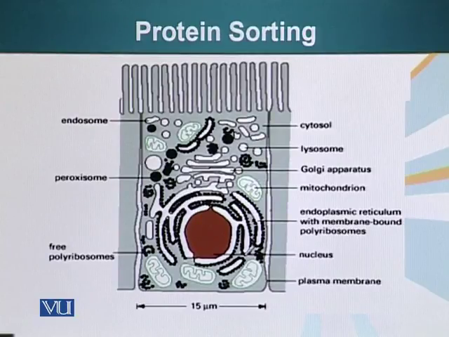Here we have a eukaryotic cell, nucleus enclosed by a double membrane. We have the endoplasmic reticulum, we have the Golgi apparatus, and we have mitochondria and other organelles, peroxisomes perhaps, lysosomes, and so on and so forth. They're all membrane enclosed organelles in a eukaryotic cell.